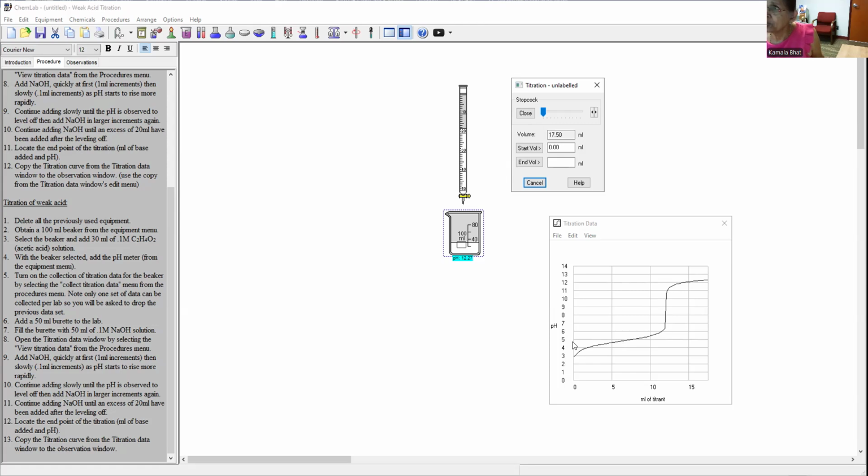That pH will be equal to pKa because at the half neutralization point, the concentration of the acid and the salt will be equal. And with that, you can copy this by going under edit. You can copy it and paste it in your Word document. Complete all the requirements and then save your document. And with that, I'm going to stop the share and end the experiment.